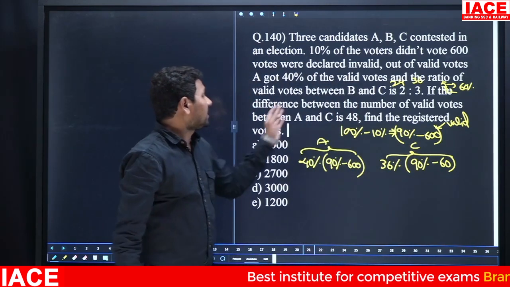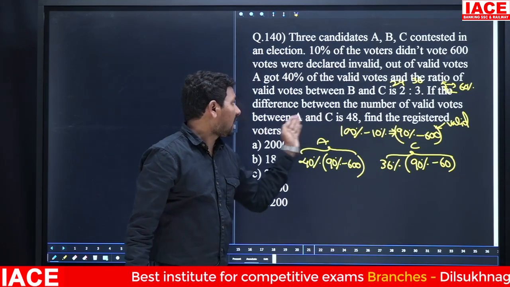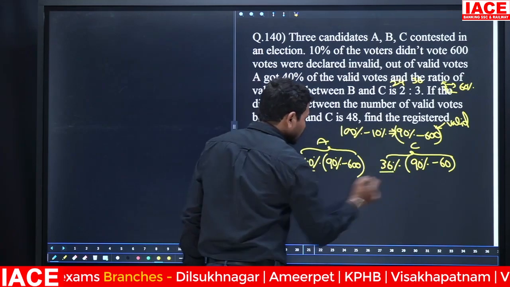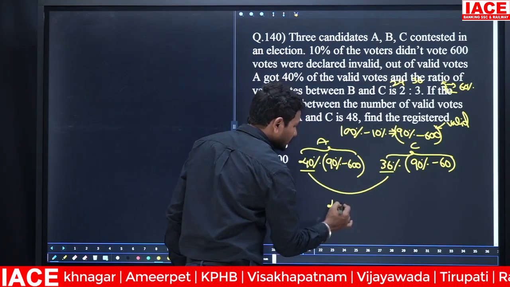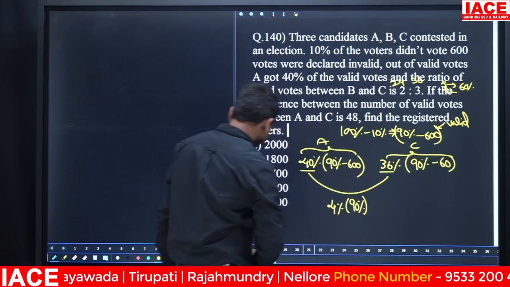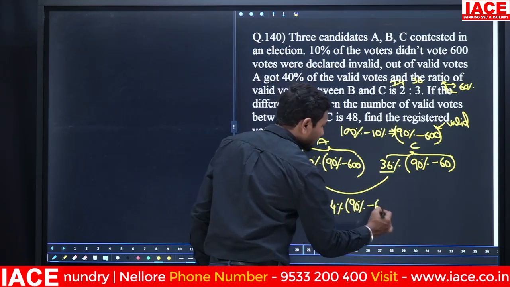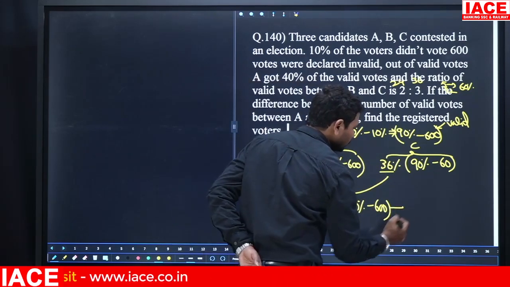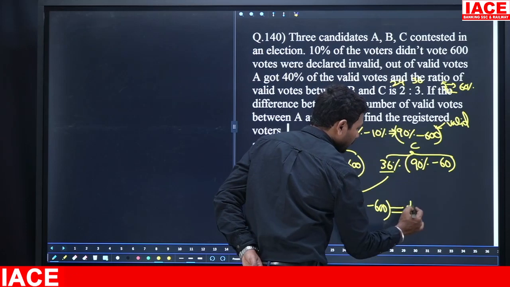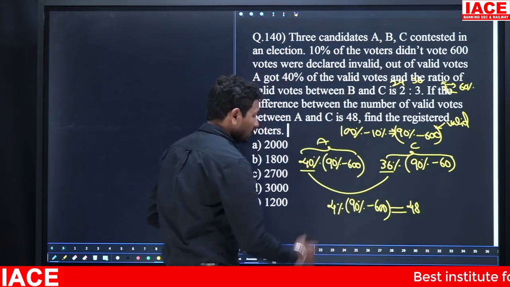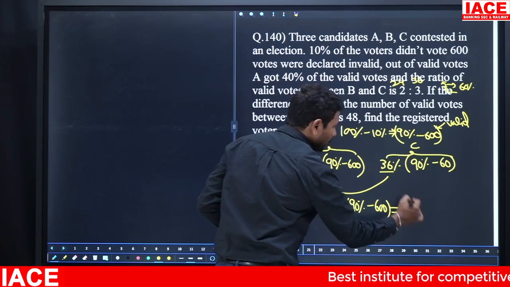The difference between the number of valid votes between A and C is 48. Then 40 percent minus 36 percent, the difference is 4 percent. 4 percent of (90 percent minus 600) is equal to 48 votes. 4 to 48, how many times? 4 times 12.